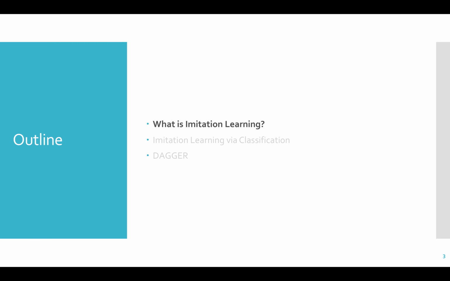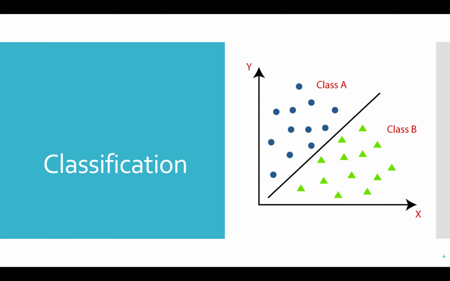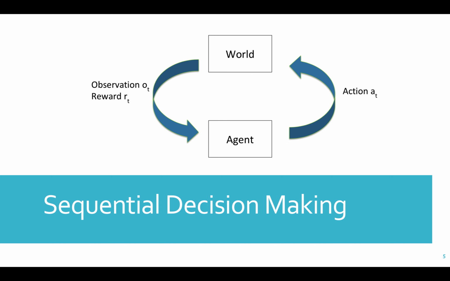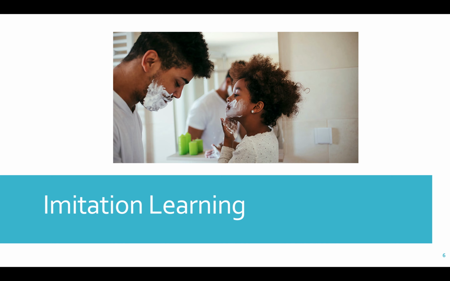First, let's talk about imitation learning and what it is. We've covered a lot of classification problems in this class, focusing on one sample and one decision. However, there are many problems that involve a temporal or time component. These are called sequential decision-making problems. In this lecture, we're going to consider the problem of training a self-driving car.